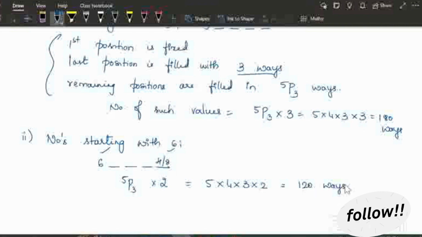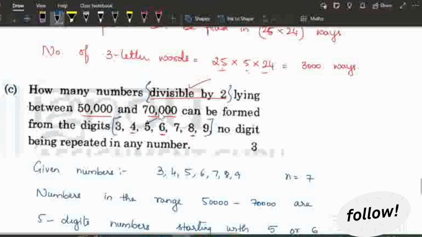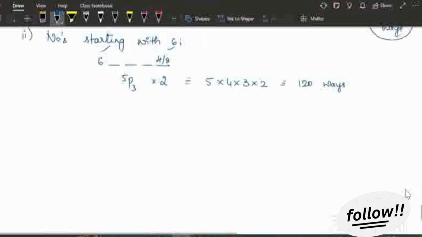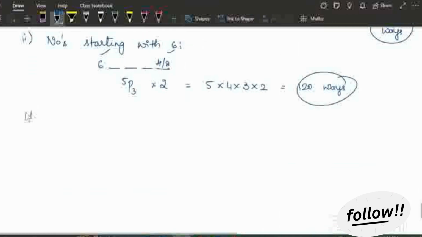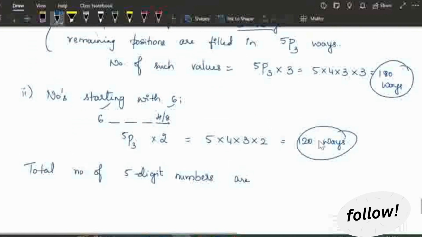Now I have 2 intermediate answers. What are they? Numbers between 50,000 to 70,000. Numbers that are starting from 5 are 180. Numbers that are starting from 6 are 120. So the total number of 5-digit numbers that are divisible by 2 in the range of 50,000 to 70,000 are... Now should we add or multiply this 180 and 120?